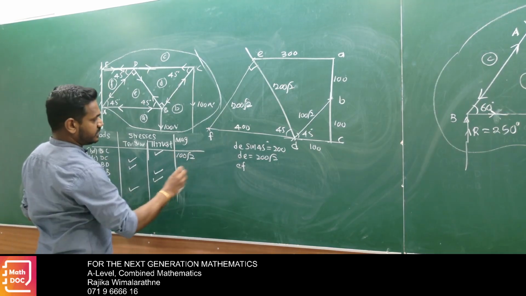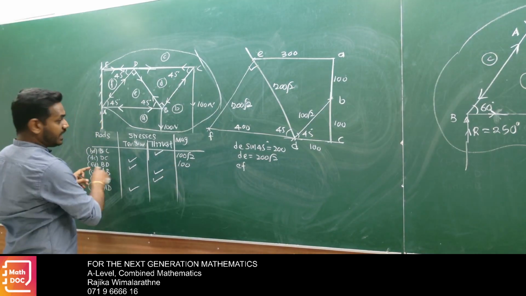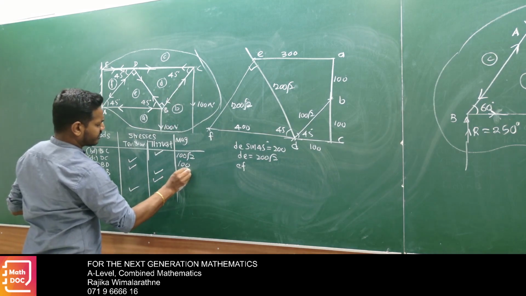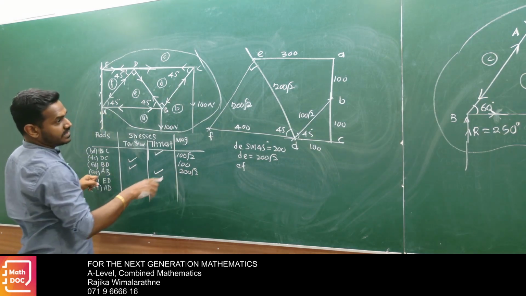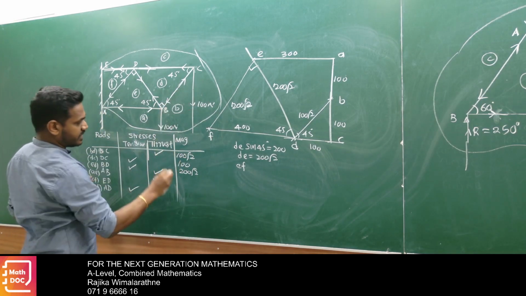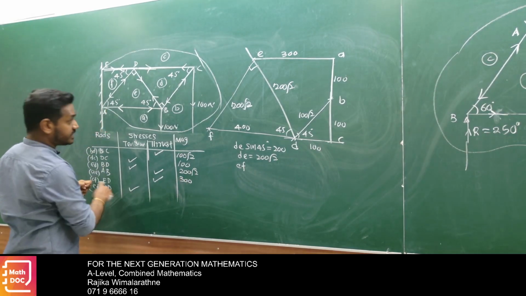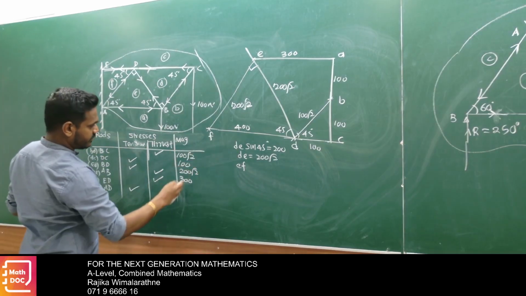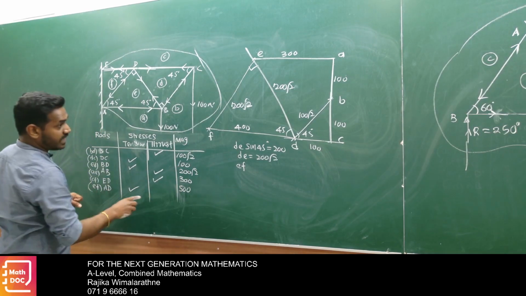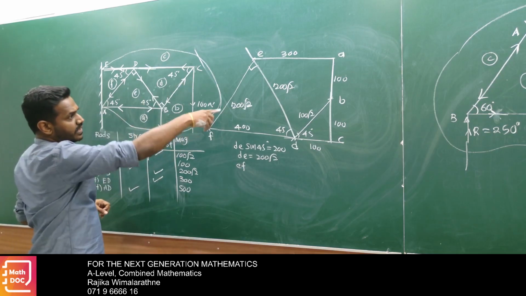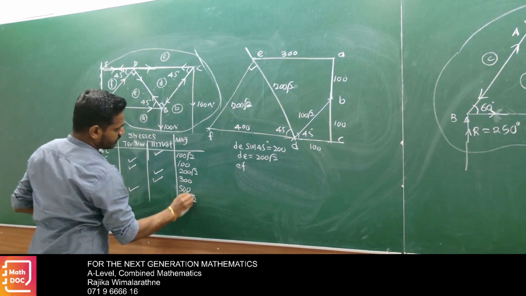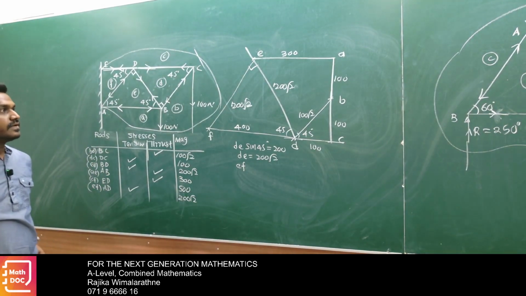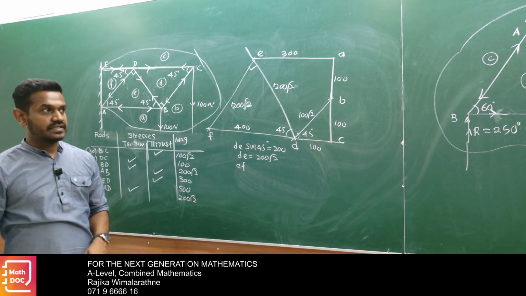DC, it is 100. ED 200 root 2. AE, that's AE 300. CF, total one, no? 400, 100, 500. EF 200 root 2, no? That is it. Complete. So these things you practice again and again.